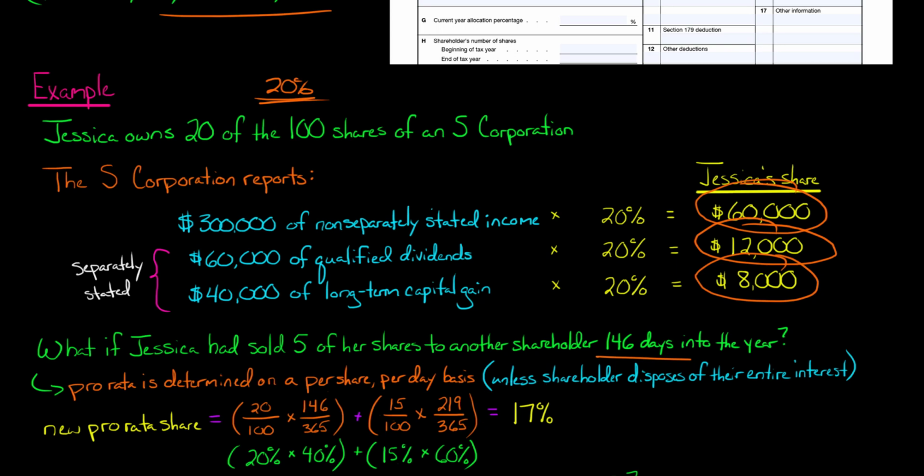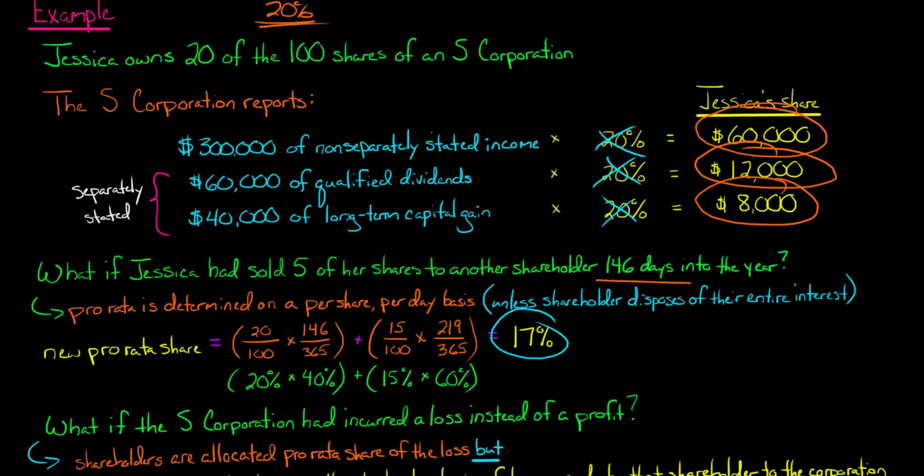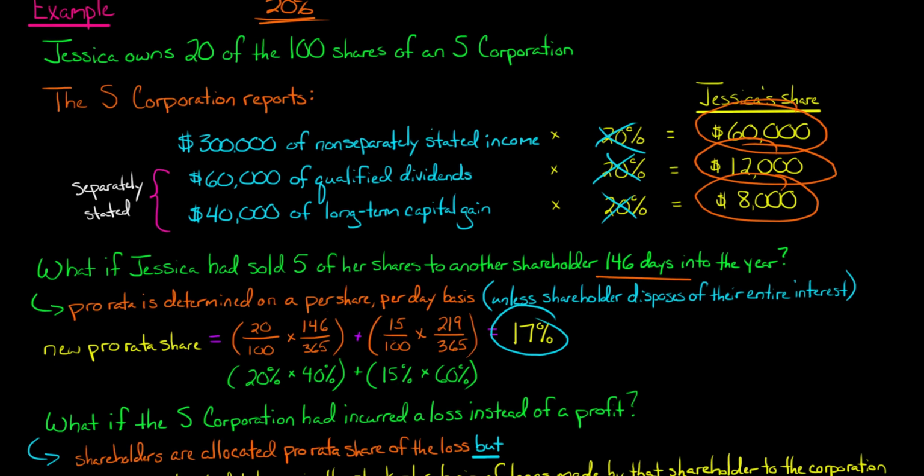So if this had been the case where she sold 5 of her shares 40% of the way through the year, then instead of using 20% when calculating her pro rata share, it would be 17%. That would be her new pro rata share, assuming that she had sold 5 of her shares during the year. So you always use this per share per day basis to determine the pro rata if someone sells their shares during the year, unless that shareholder were to dispose of their entire interest.